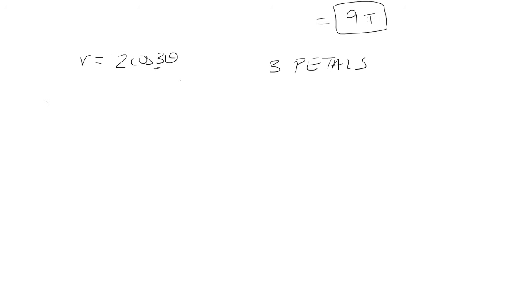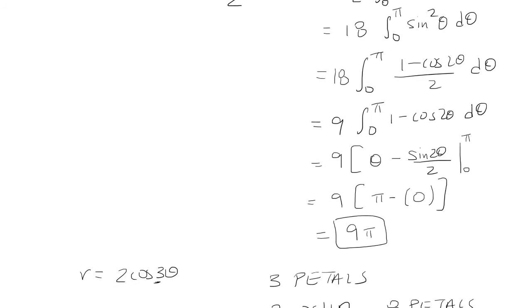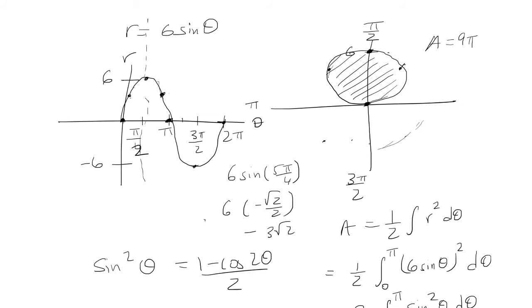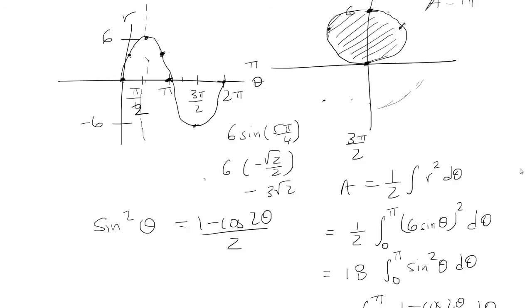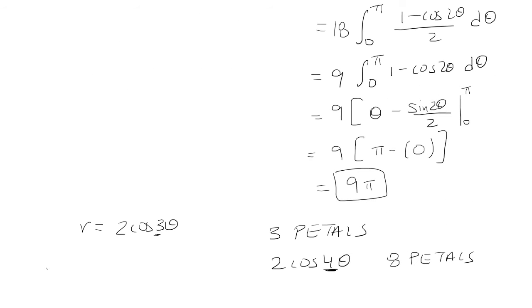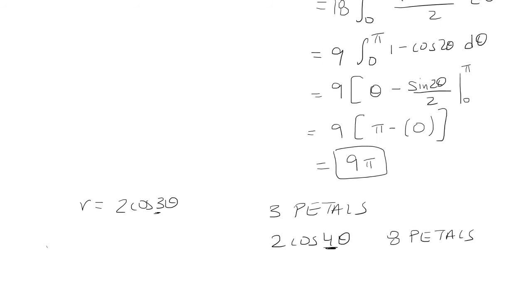Let's say if it was even, like 2 cosine 4 theta, you would always have to double that even number, so there would be 8 petals. In our previous example, we had 6 sine theta. Here, the coefficient of theta is 1. It's odd, so you would expect 1 petal, or rather 1 loop. So in our example here, we would expect to have 3 petals, but we only want the area of one of them.